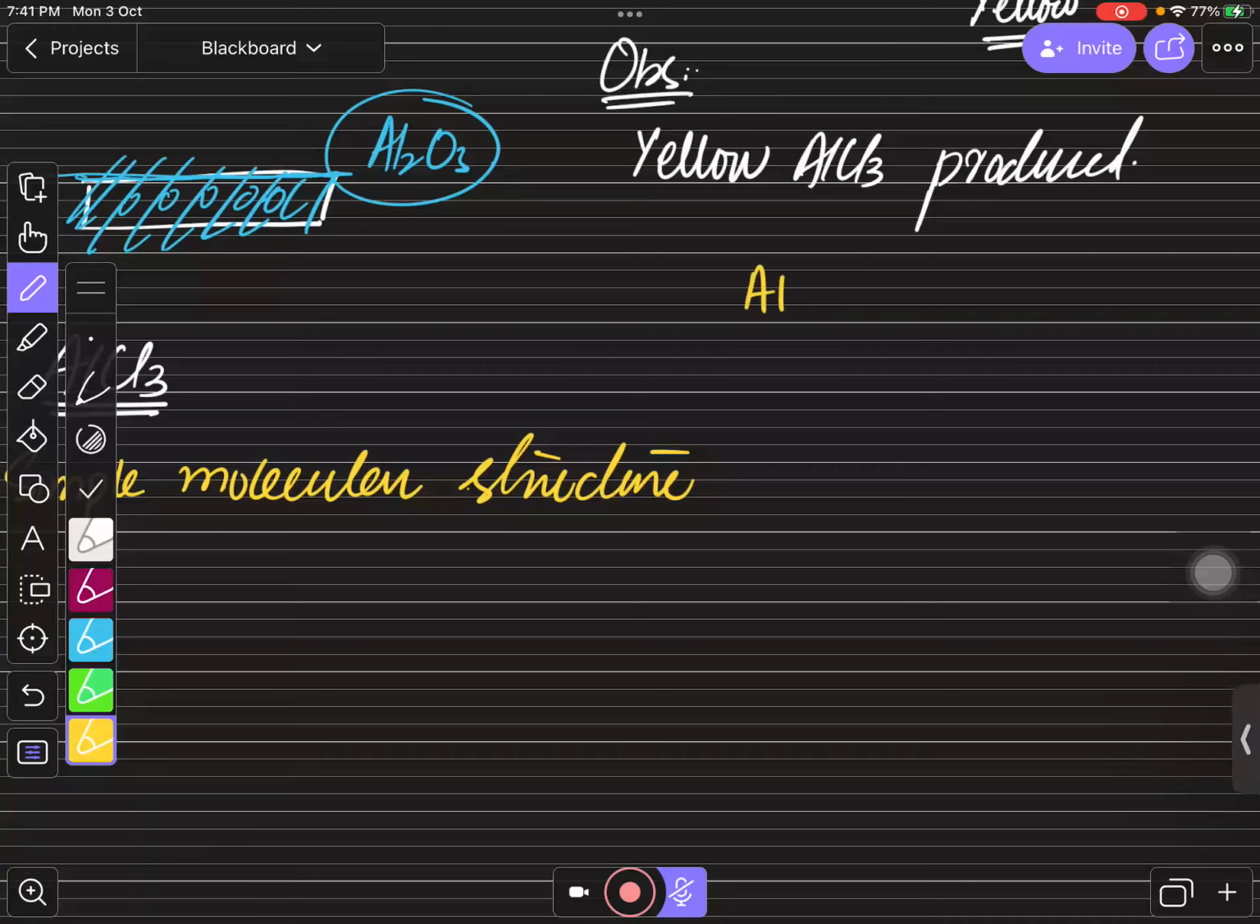Aluminum has 3 electrons in the outermost shell, and they are reacting with chlorine to form aluminum trichloride, like this, right? But still you can see that aluminum has 6 electrons in the outermost shell, and 2 electrons are not there in aluminum chloride. That is why it is not completed.